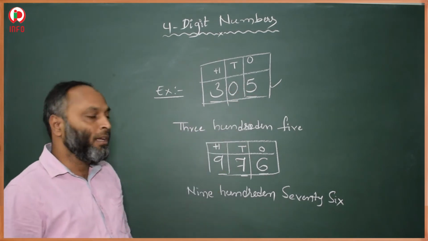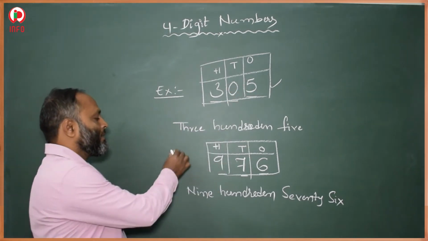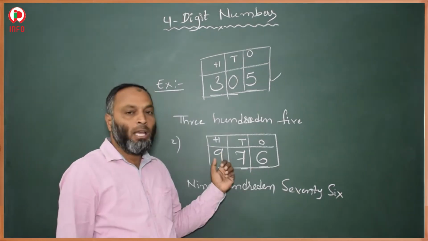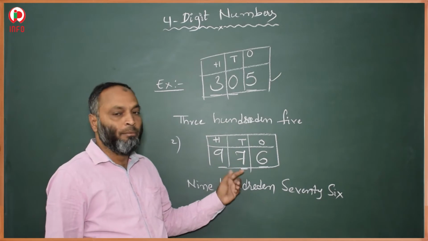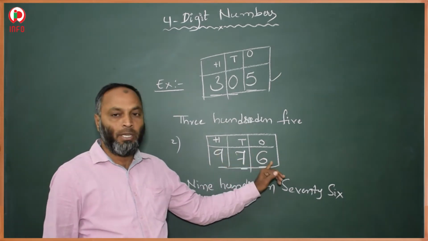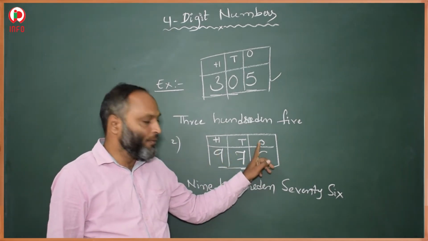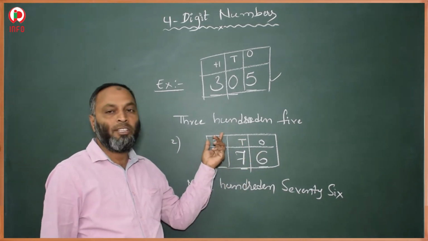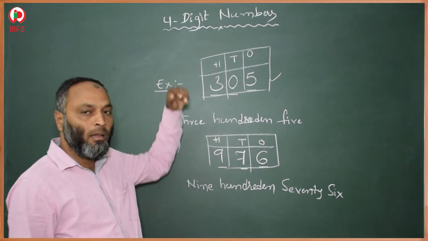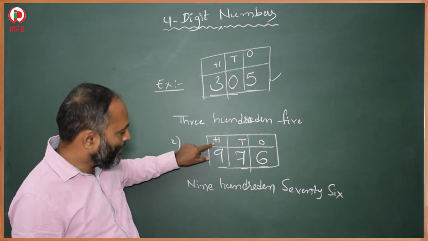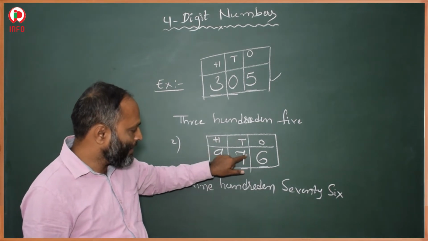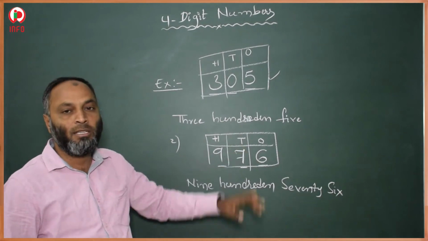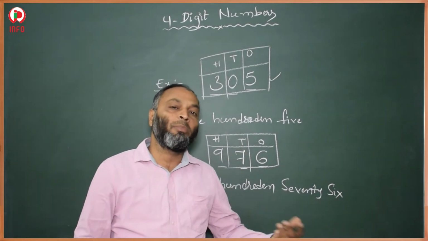Here in the second example, 976. This is our 3-digit number. 6 is in the ones place, 7 is in the tens place, and 9 is in the hundreds place. Then how to read this number? 976. In this format, we have to write the given numerals into words. So this we already completed in our previous class.